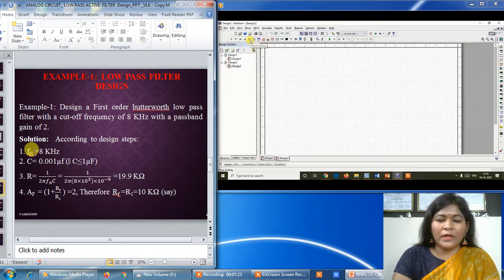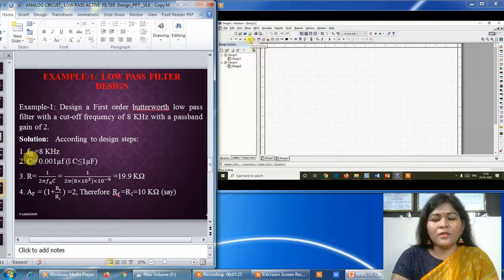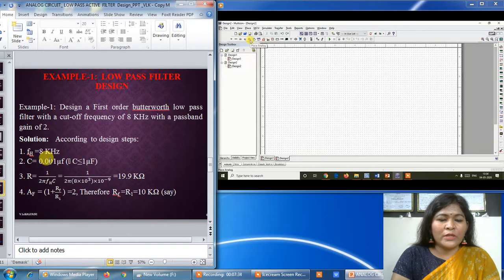So here FH is given, that is 8 kilohertz, and the second step is to choose the value of capacitor C, and it will always be less than or equal to 1 microfarad. So you can choose any value of capacitor. Here we assume the value of C is 0.001 microfarad, and find the value of resistance R with the help of the formula FH is equal to 1 upon 2 pi RC.